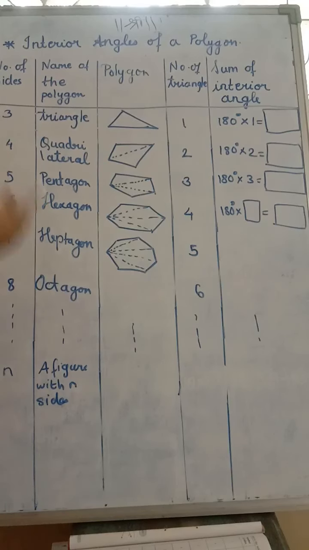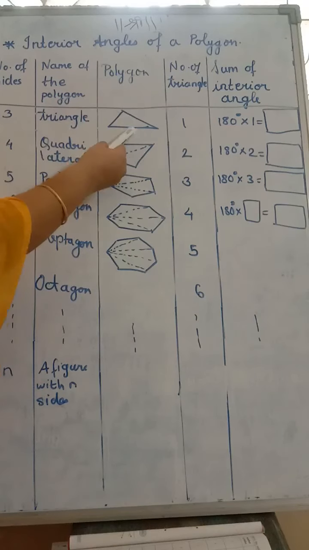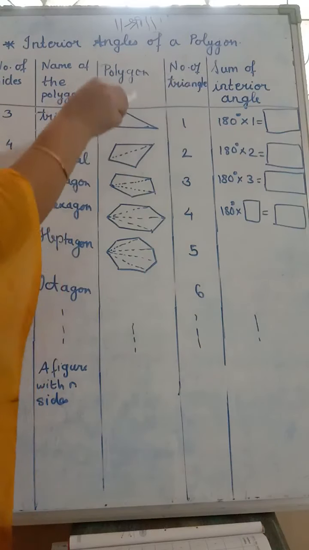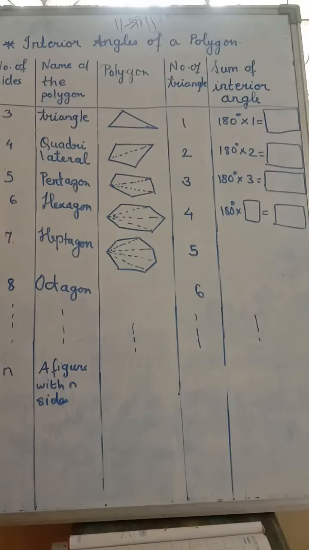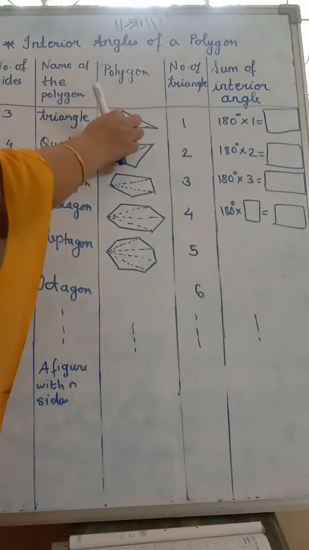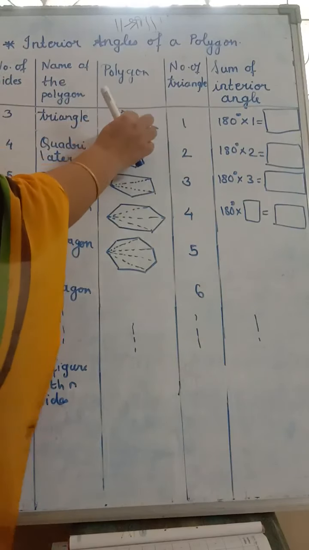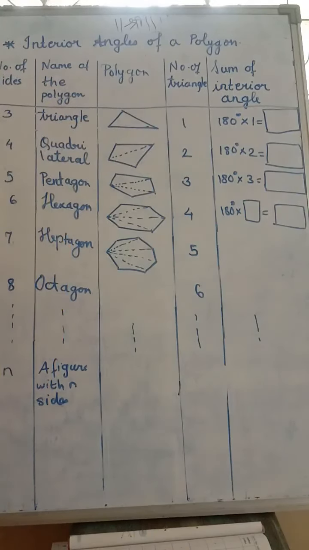You have to observe the table given below and draw your conclusion. Here are 5 columns. The first column is the number of sides. Next is the name of the polygon; according to the name, the polygon is drawn. Then the number of triangles in that polygon and the sum of interior angles. First thing, keep in mind children, the measure of the three angles of a triangle is always 180.